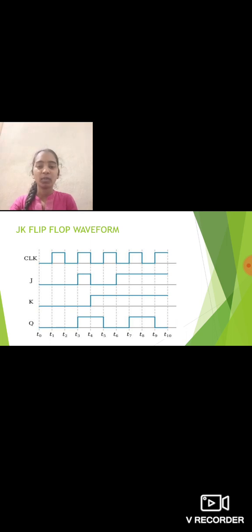JK flip flop waveform. Here we can see the JK flip flop waveform. Master slave JK flip flop. Master slave JK flip flop eliminates all the timing problems by using two SR flip flops connected together in series configuration. One flip flop acts as a master circuit which triggers on a leading edge of the clock pulse, while the other acts as a slave circuit which triggers on a falling edge of the clock pulse. This results in a two section, the master section and the slave section being enabled during opposite half cycles of the clock signal.